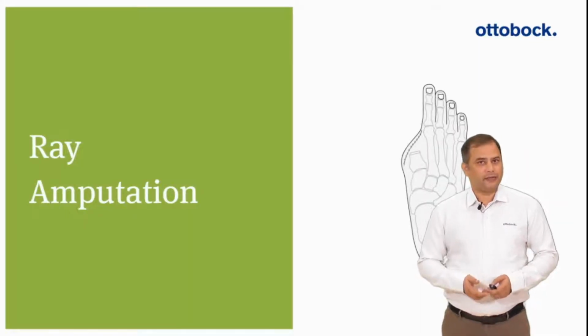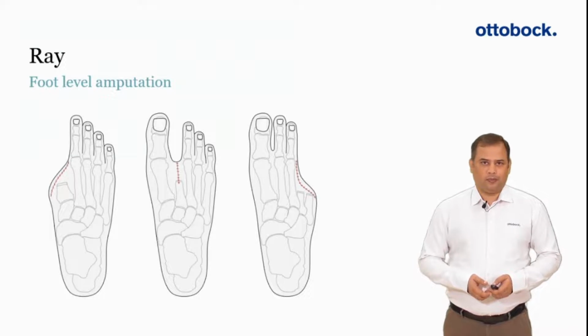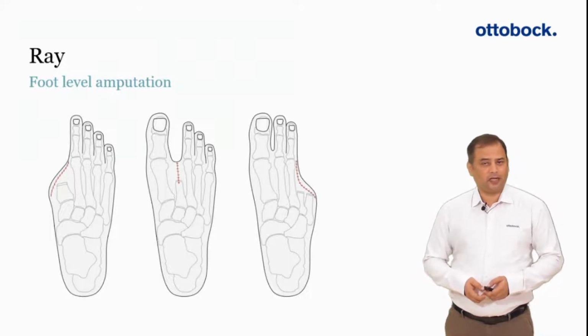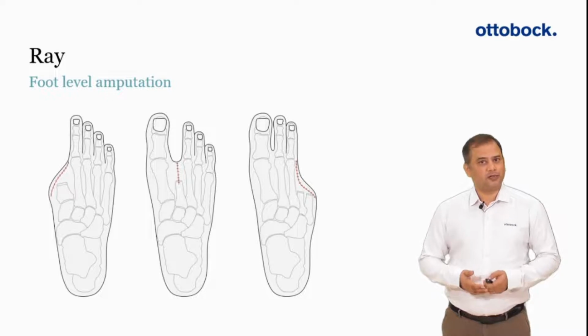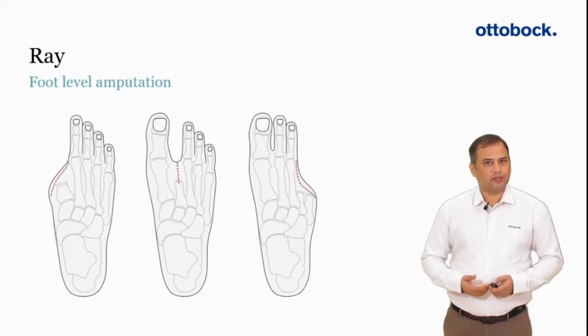Next is ray level amputation. Prosthetic management of ray level amputation is challenging. It needs a more holistic approach and periodic follow-up than other levels of amputation. We normally see these three types of ray amputation: the medial, the intermediate, and the lateral. Besides using a good diabetic shoe, there are mainly two types of solution used at this level.